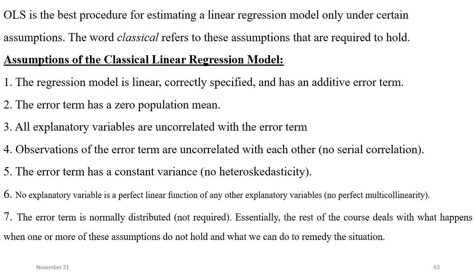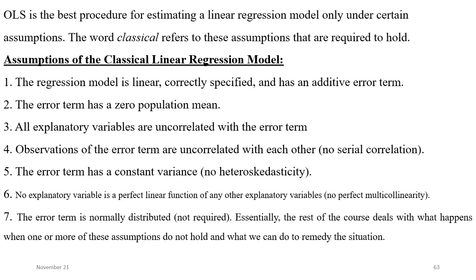Now our new topic relates to ordinary least squares, its procedure, and its classical examples, which are already very well known to students of statistics: that OLS is the best procedure for estimating a linear regression model only under certain assumptions. The word classical refers to the assumptions that are required to hold. So the assumptions of the classical linear regression model are: first, the regression model is linear, correctly specified, and has an additive error term. Second, the error term has a zero population mean.